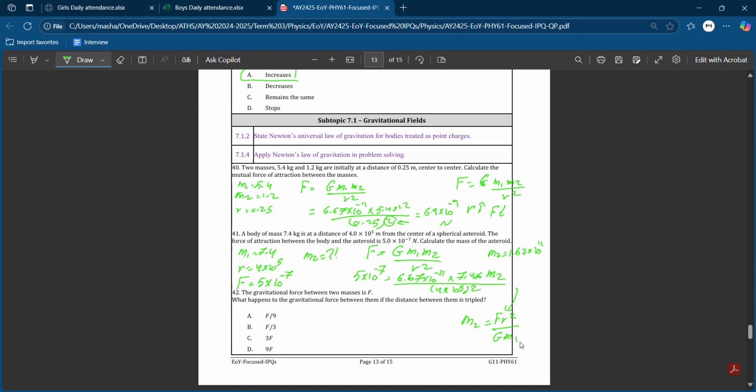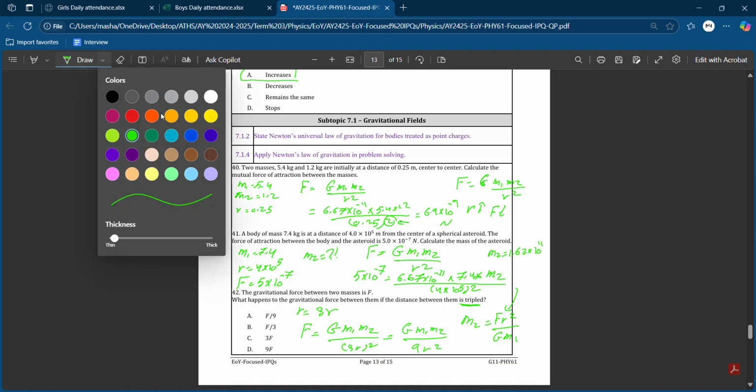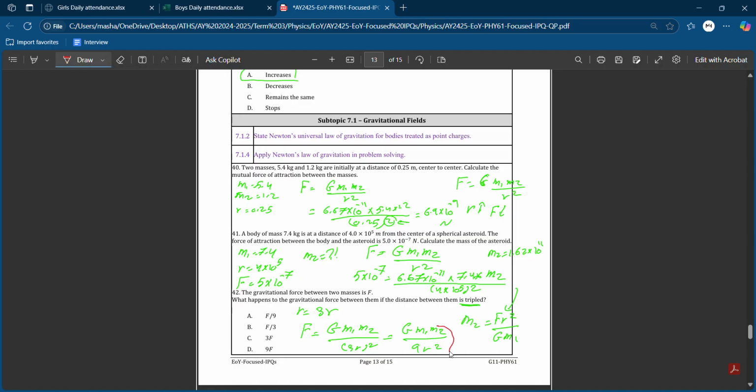Question 42. The gravitational force between two masses is F. What happens to the gravitational force if the distance is tripled? Meaning R becomes 3R. So again, F equals G M1 M2 over (3R) squared, meaning G M1 M2 over 9R squared. So this thing, it's F over 9.